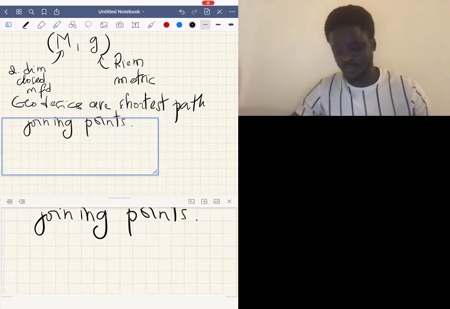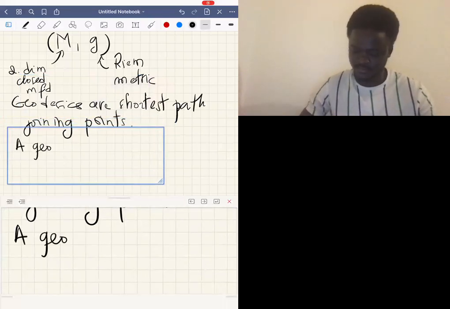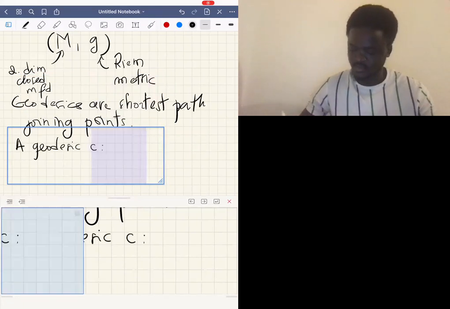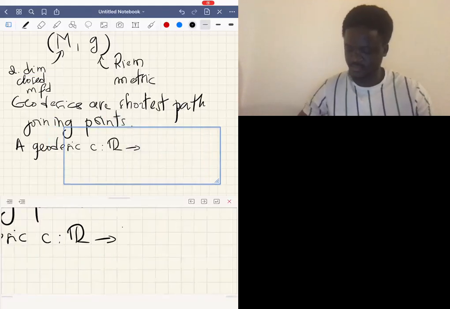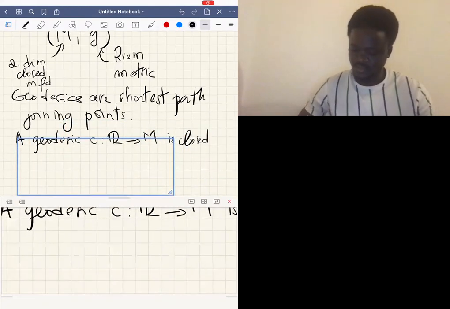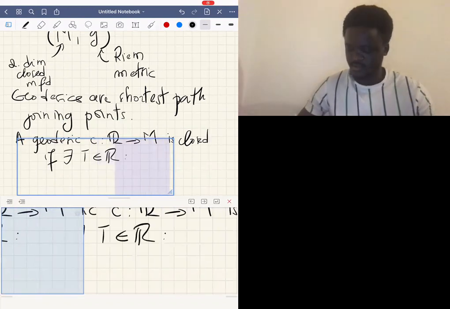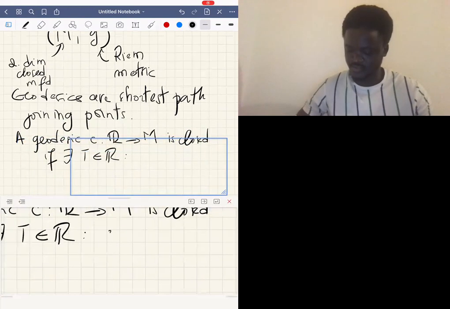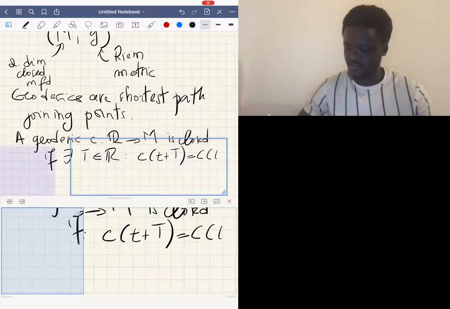And then we are now interested in closed geodesics. So a geodesic c, which we can think of as parametrized from the whole real line to the manifold, is closed if there exists a time T such that, naturally, c(t plus T) equals c(t) for all t.